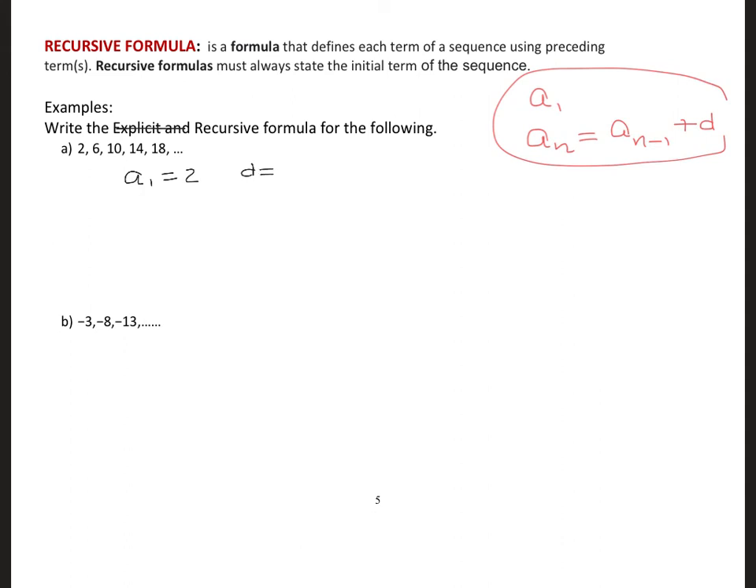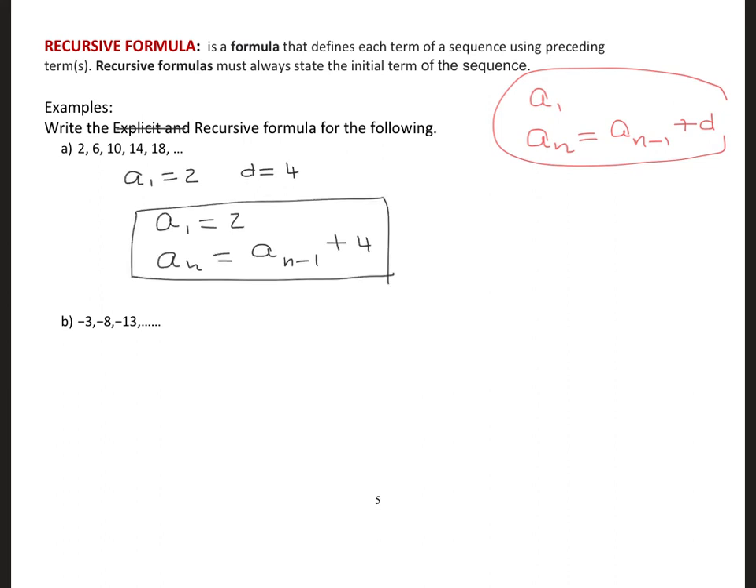Common difference is 4. So the recursive formula is going to be a1 equals 2. And then to get to the nth term, you're going to take the previous term. That's what that means. And you are adding 4 every time. So that's the answer. The next one here, let's identify the first term, which is equal to -3. And then d, we are subtracting 5 every time.